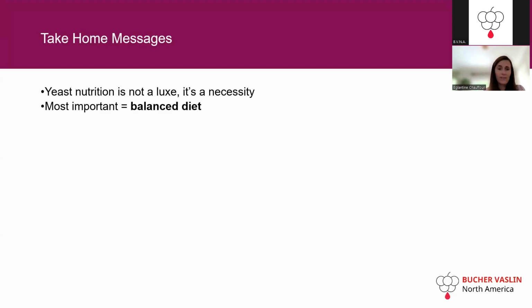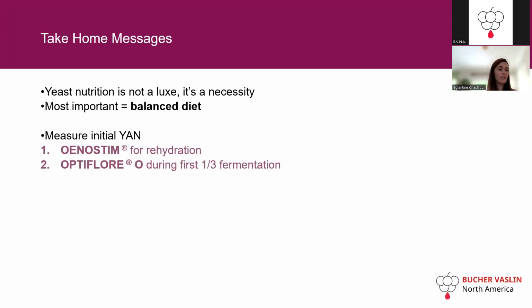We need to also talk about sterols and fatty acids, because if the membrane of the yeast is not integrated, not resistant, and not fluid, having a good YAN is useless, because the yeast will not use it, will not ferment. So we really have to start with a good sterol and fatty acids concentration. So you want to measure your initial YAN so you can adjust it. Then you want to use Optimum for rehydration to really make the yeast ready, to train the yeast to be resistant for the long marathon and the long run she has to do of the fermentation.